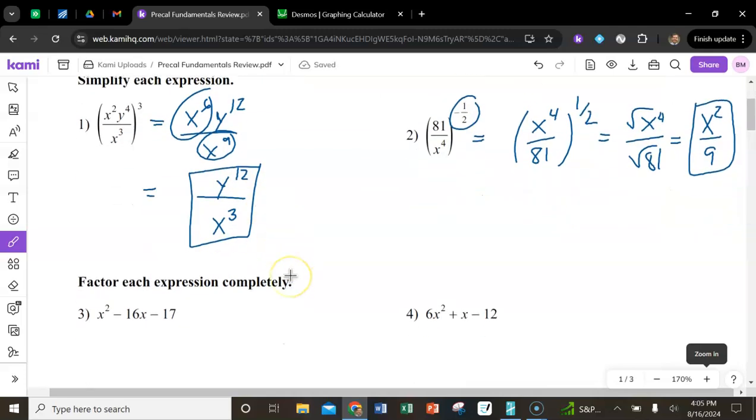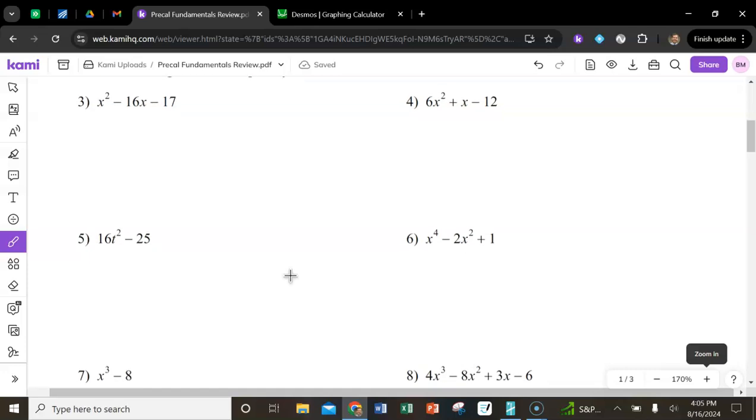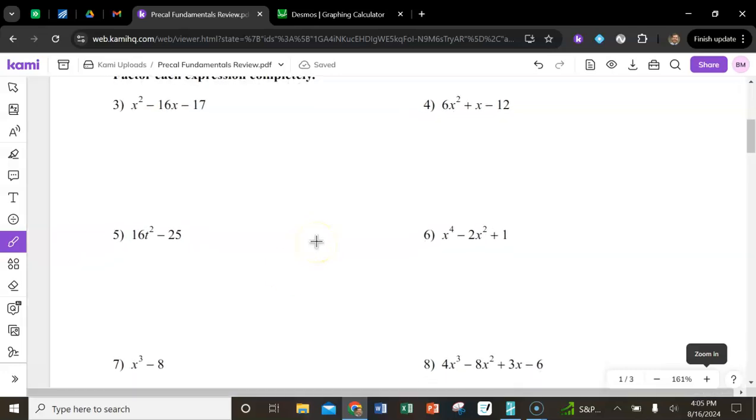So that's it on the exponent property stuff. The next section is dealing with factoring expressions. Notice there are no equal signs. So the question might come up, do I need to do the whole x equals and so forth? You do not. There are no equal signs. Do not create equal signs. So we're just going to factor these.